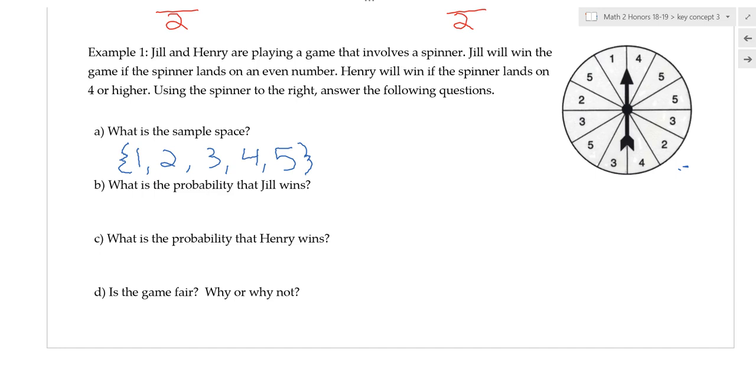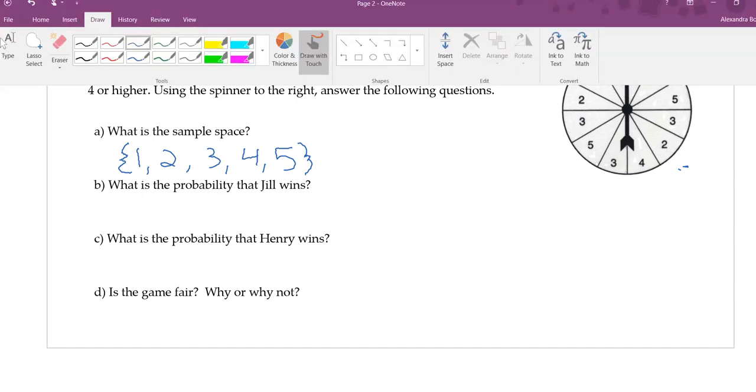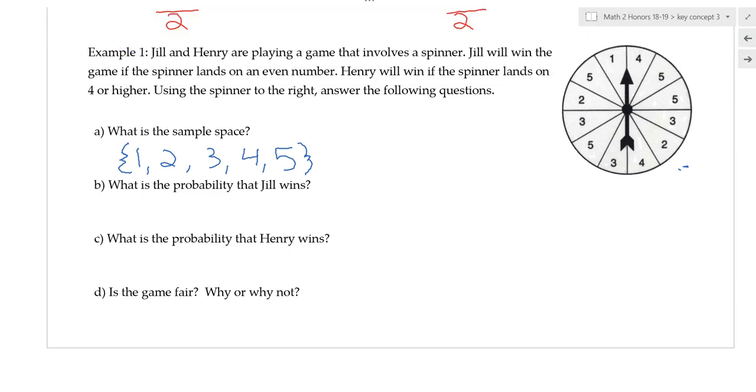What is the probability that Jill wins? So Jill wins on an even number. We're doing the probability of even.